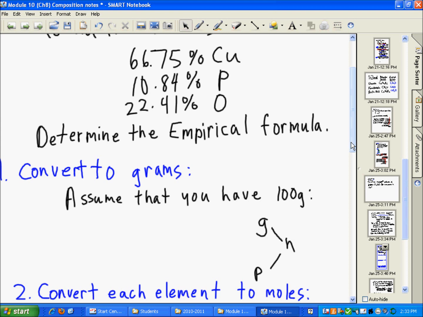Because basically, if you have 100 grams, then that will mean it will be 66.75 grams of copper, 10.84 grams of phosphorus, and 22.41 grams of oxygen. So we'll write those in, 66.75 grams copper.